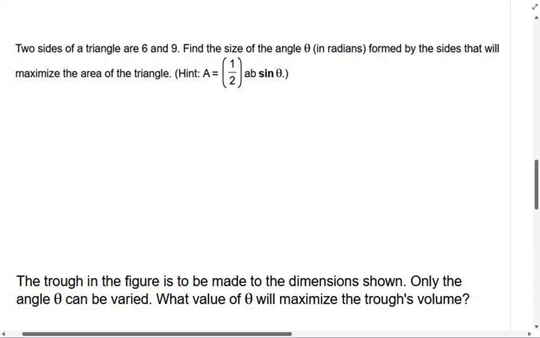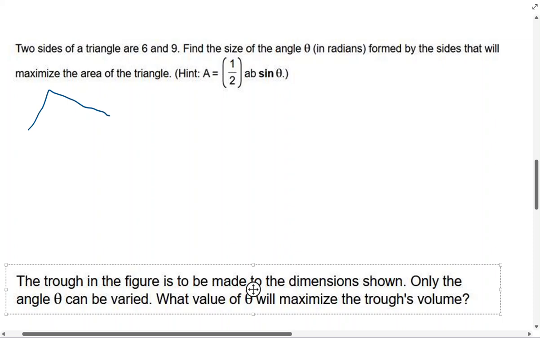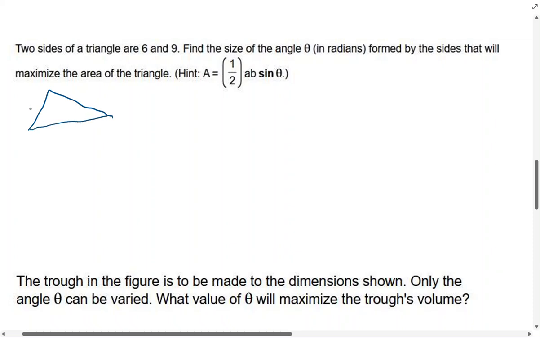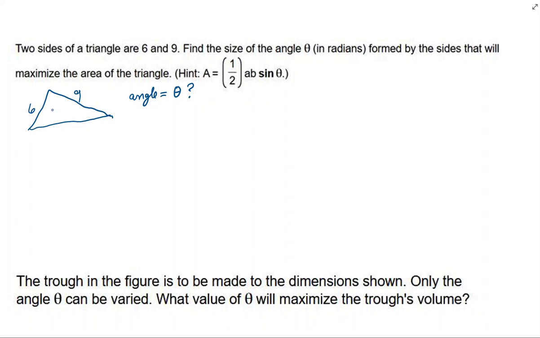Here we have a very interesting one, and of course, this is where trig happens. All right. So it says two sides of a triangle are 6 and 9. Does it say it's a right triangle? No. So we cannot assume nada. Find the size of angle theta. So we want angle theta formed by the sides that maximize the area of the triangle.